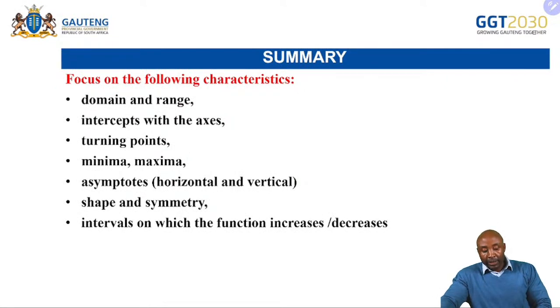So in summary, we have concentrated more. We must always know our domain and range when we are answering these or sketching these graphs. We know how to get the intercepts with the axis. We know how to get the turning points. We must know how to get the minima and the maxima. And we should know and indicate our asymptotes. We should be able to get the correct shape and symmetry, and we should be able to know the intervals on which the function increases or decreases.